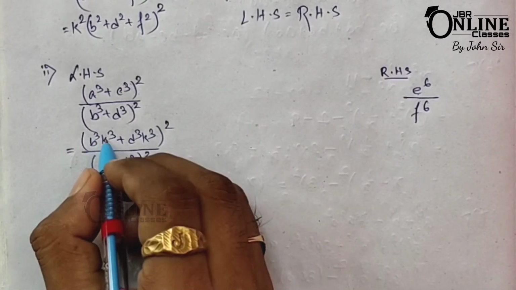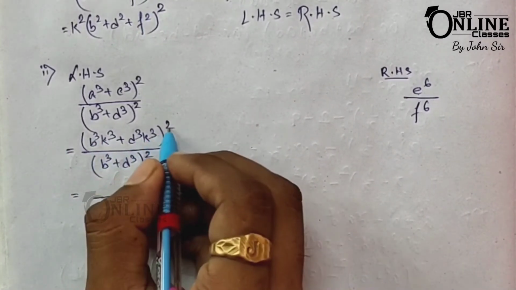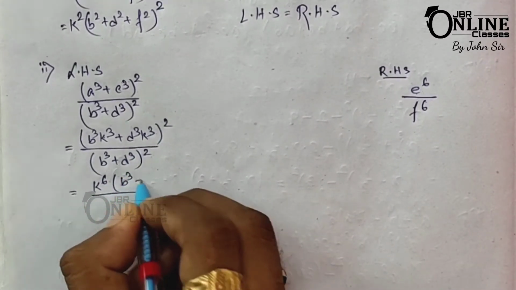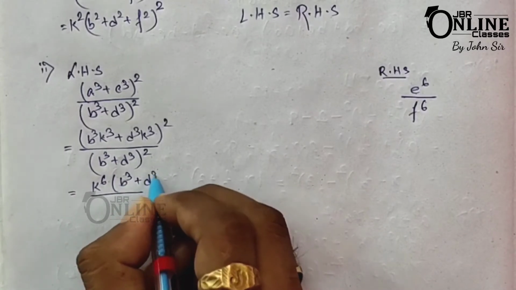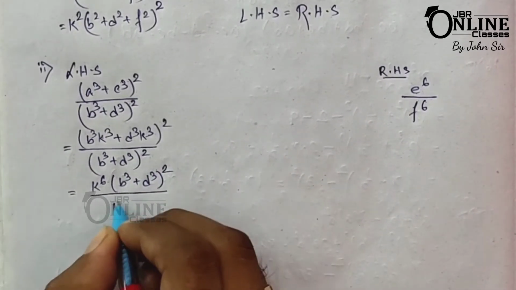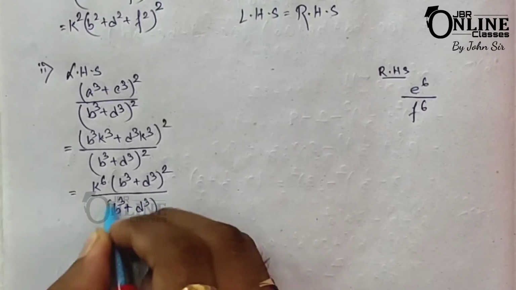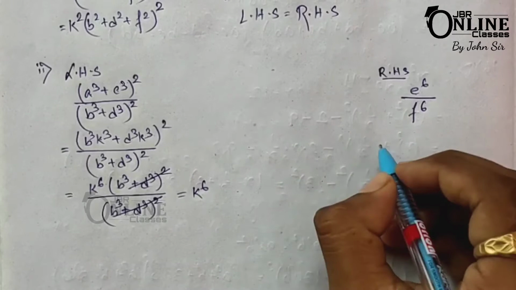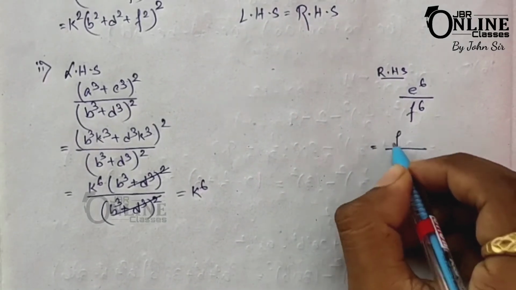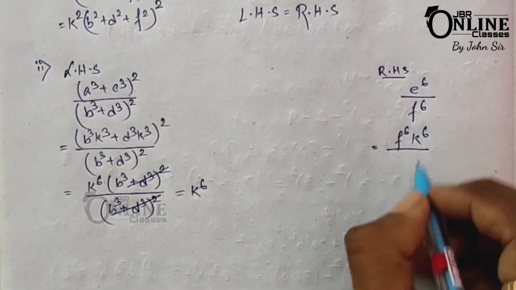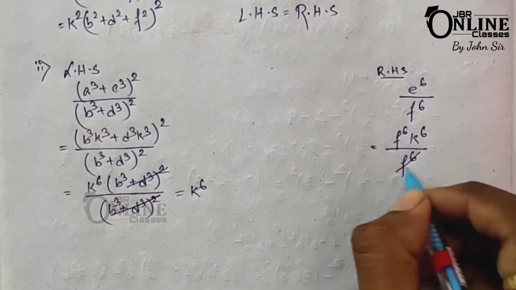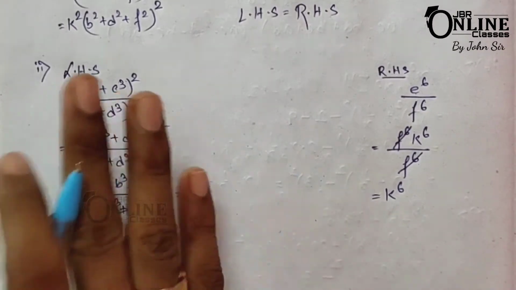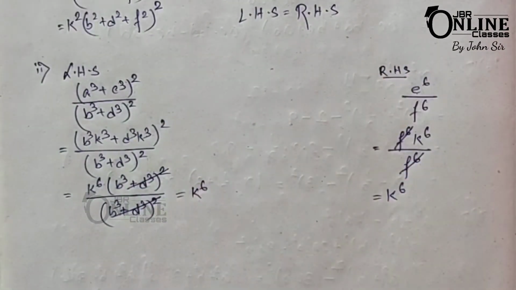So here k³ will be common. If k³ will be common and the square is outside, it will be k⁶ outside, and inside the bracket it will be (b³ + d³) whole square, and here in the denominator (b³ + d³) whole square. Now cancel out, so that will be k⁶. Now here e⁶, e⁶ means f⁶k⁶, and in the denominator f⁶. Now f⁶ cancels out, so it will also be k⁶. That means left hand side equals right hand side.